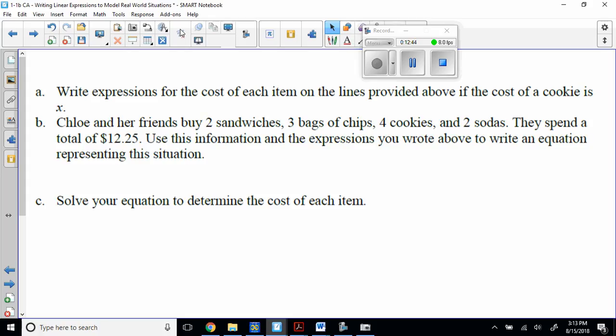I need you, ladies and gentlemen, to write an expression for the cost of each. Well, we've already done that. That was A, right? Now, B.